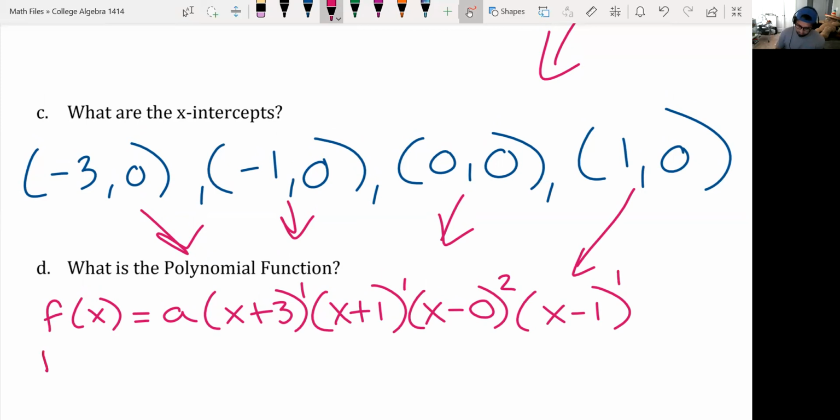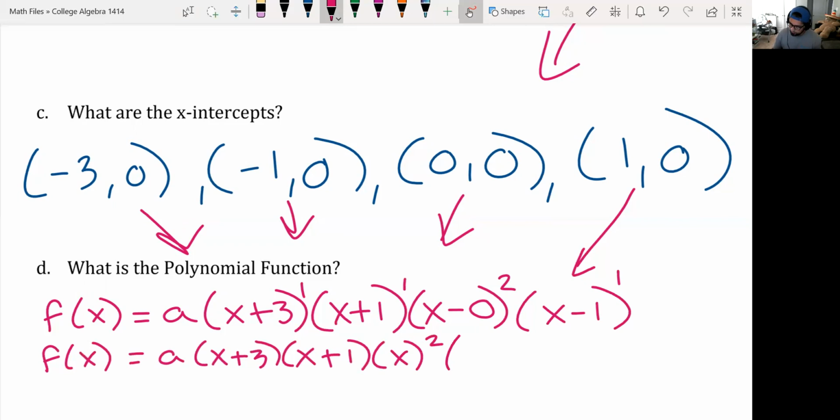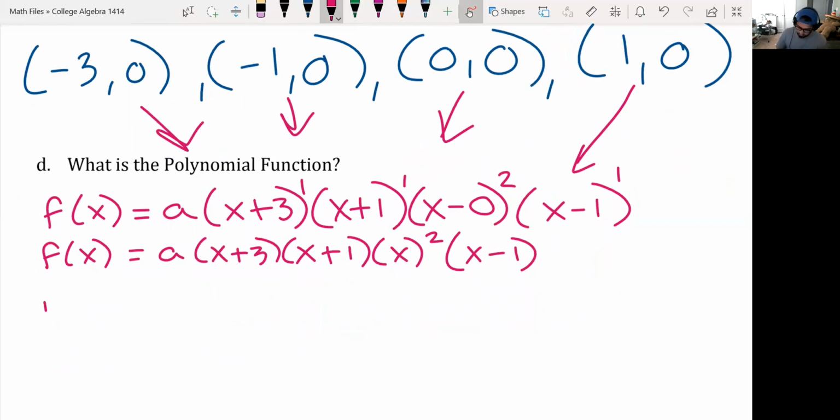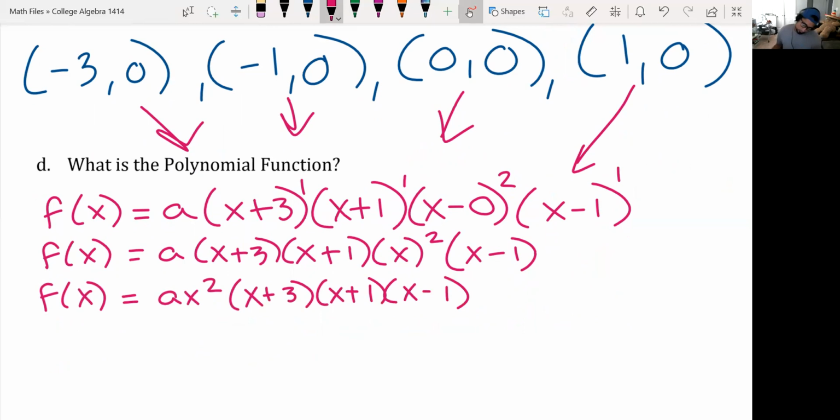Now let's put it together. And x minus 0 is just x squared times x minus 1. And then what I'm going to do is just move the x squared to the front. a x squared times x plus 3 times x plus 1 times x minus 1. Everything's where it needs to be. Perfect. Okay. So now we want to solve for a.